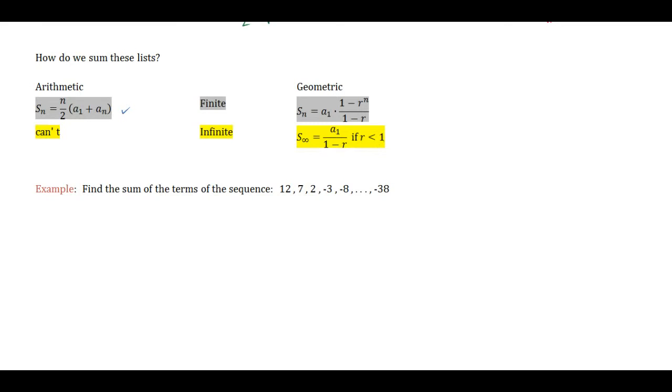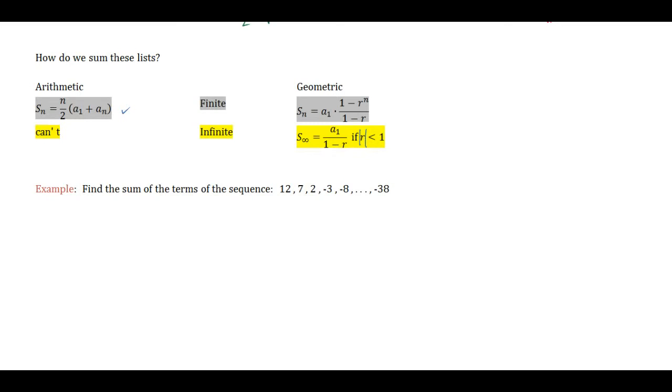It's just the first term over 1 minus r, but I should have absolute value bars. It only works if the absolute value of r is less than 1. And so that's kind of crucial there. So it's kind of restrictive if it's an infinite geometric. It has to have a common ratio of less than 1 if you absolute value it. So here we go. Let's find the sum.